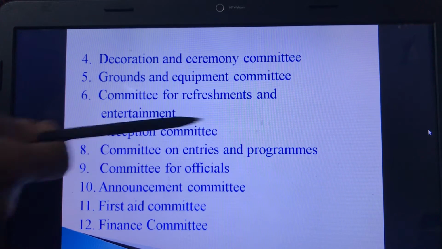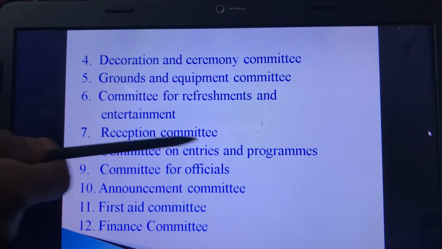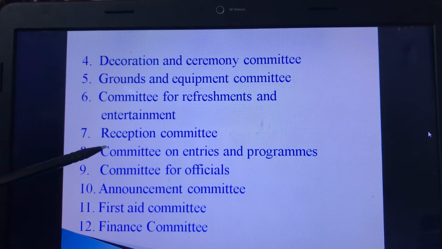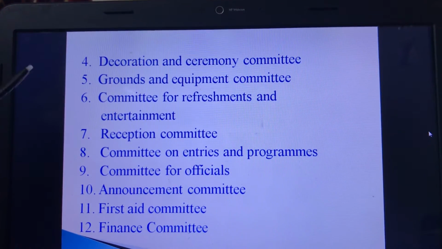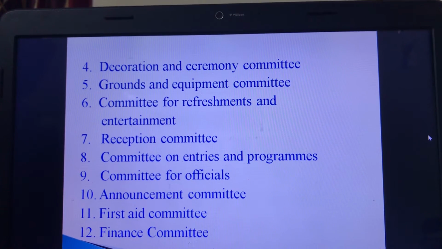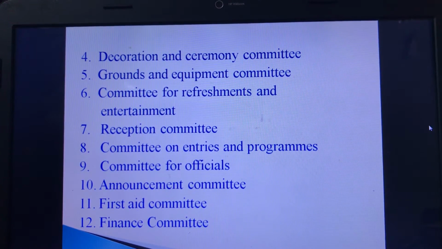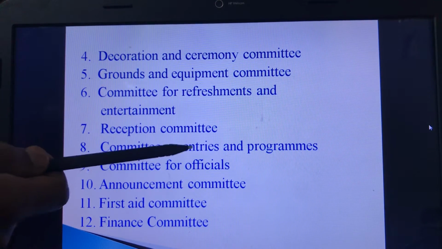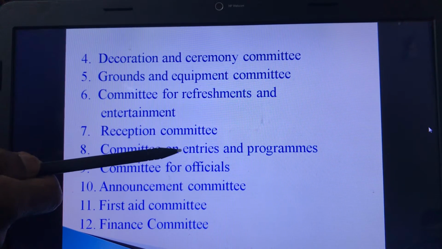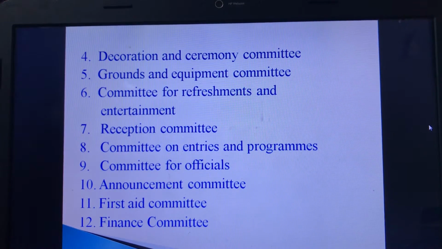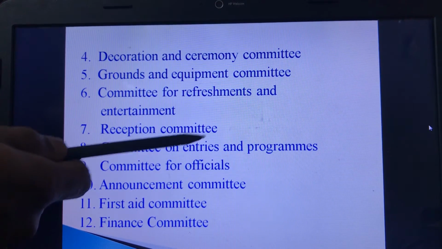And committee on entries and programs, these people work very hard, but we cannot see how they are working. But before the sports, they will work. They will be arranging entries. Entries means when the publicity committee is giving news to the particular schools or institutions, they will send the entry to these people. They will collect the entries and arrange the chest numbers for the athletes, and the numbers and the seat arrangements, and when they will play, the timing, schedule, and everything these people will make.